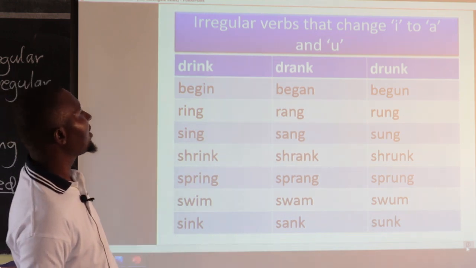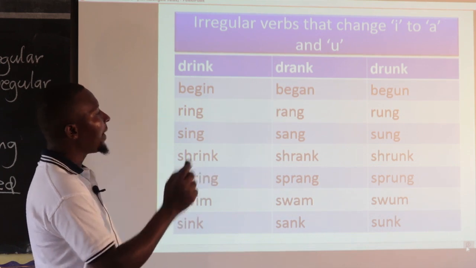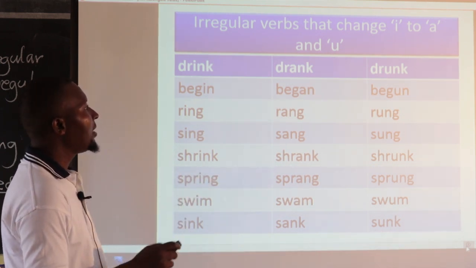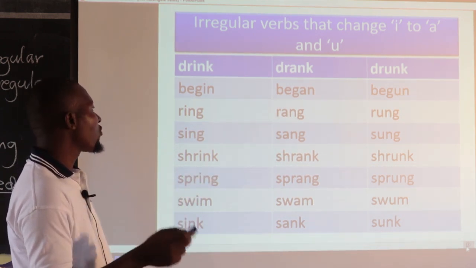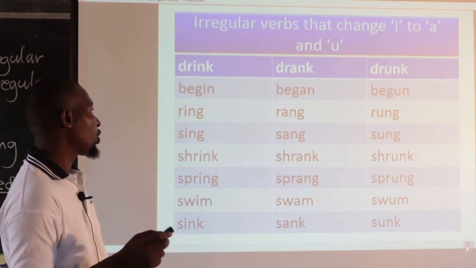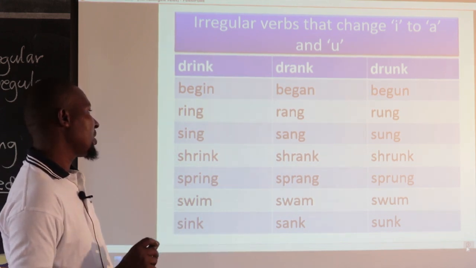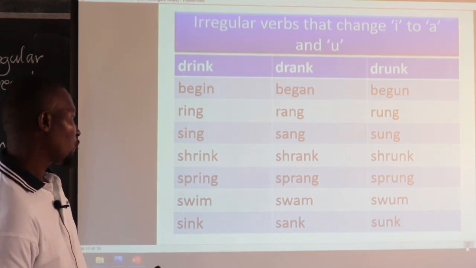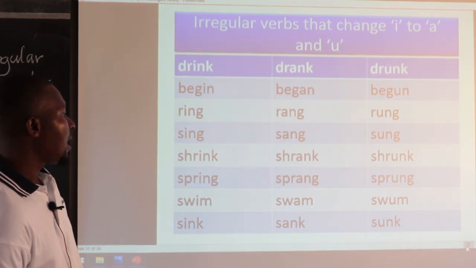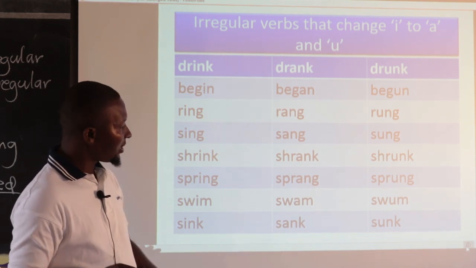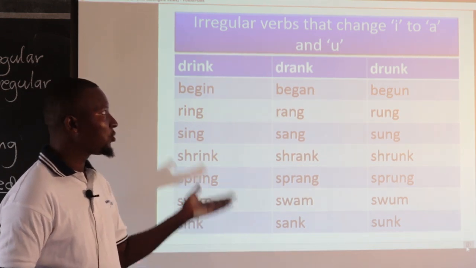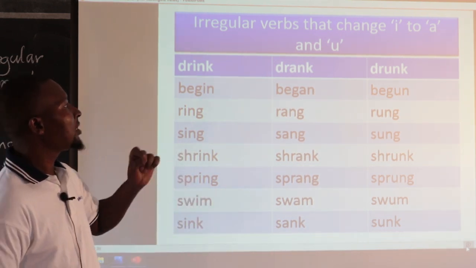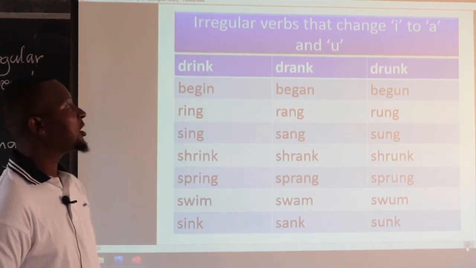So all these words in the past simple will go for A. Begin, began, begun. Ring, rang, rung. Sing, sang, sung. Shrink, shrank, shrunk. Spring, sprang, sprung. Swim, swam, swum. You can look up other words that fall in the same category. These ones have A in the past simple and U in the past participle.